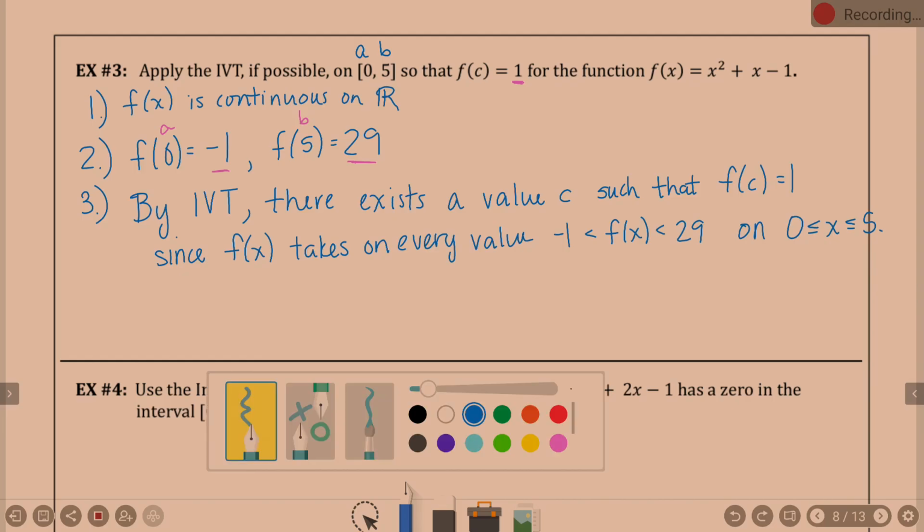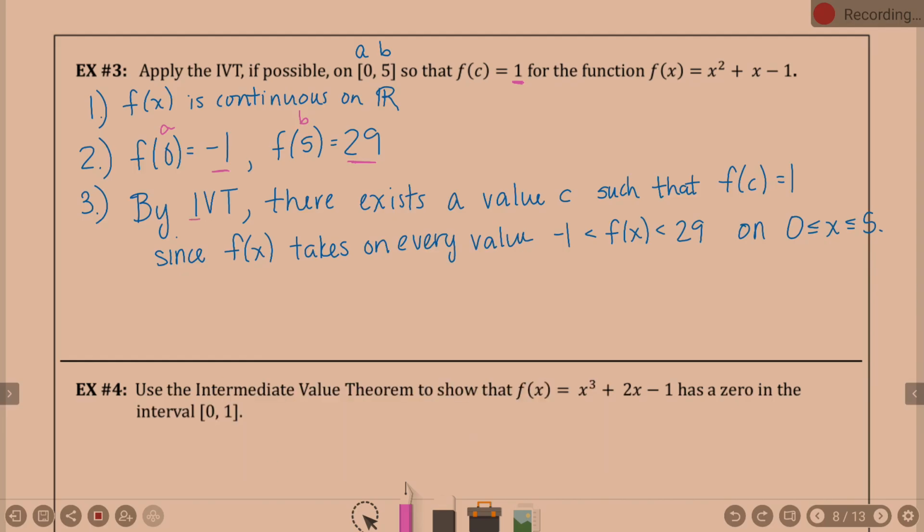Important pieces: I cited IVT. There exists a value; I say that f of C equals 1. And then I showed the interval between -1 and 29. Okay, those are some important things to point out. Questions there?